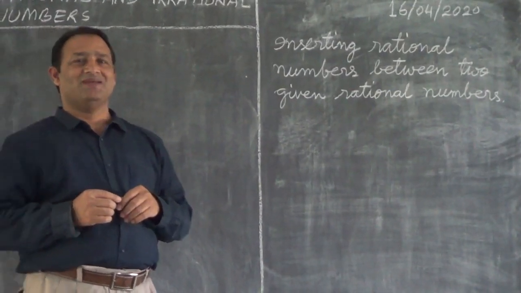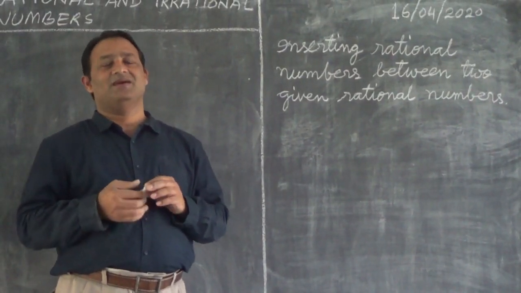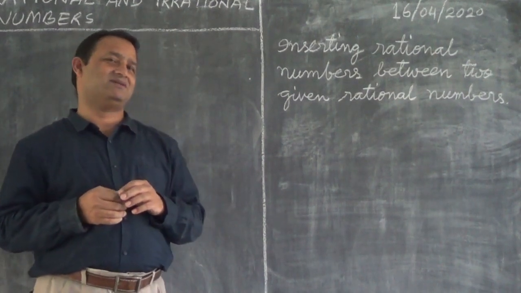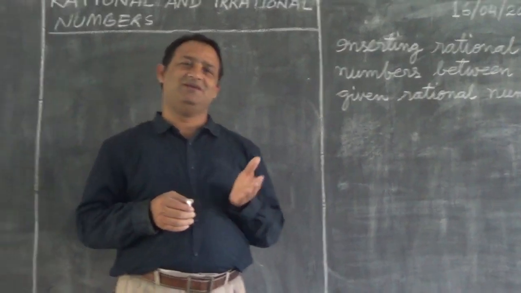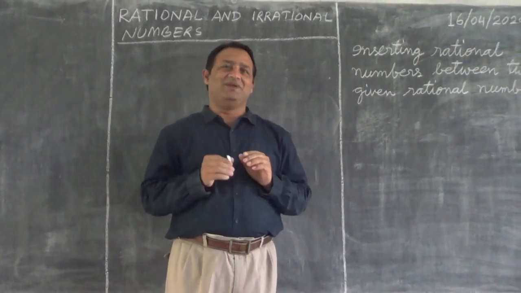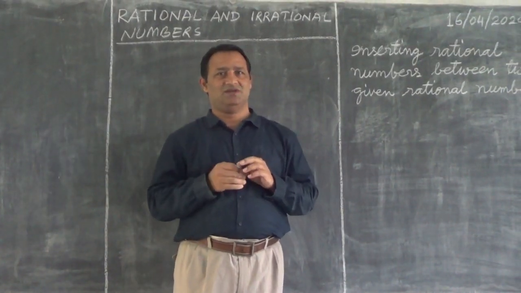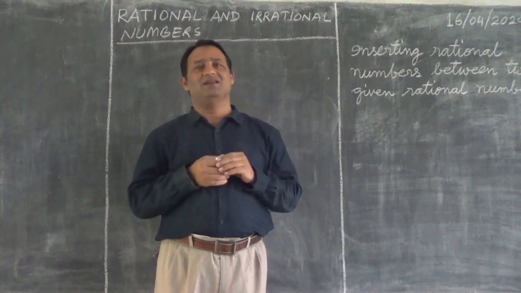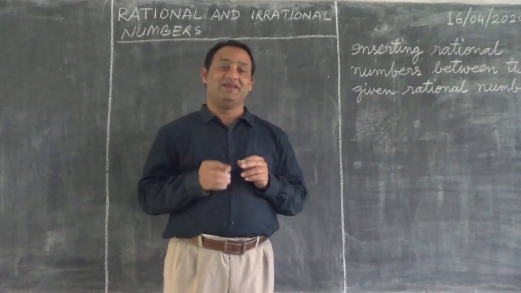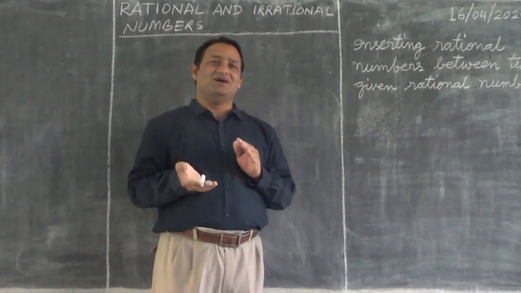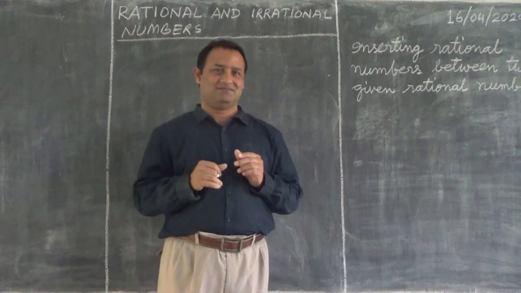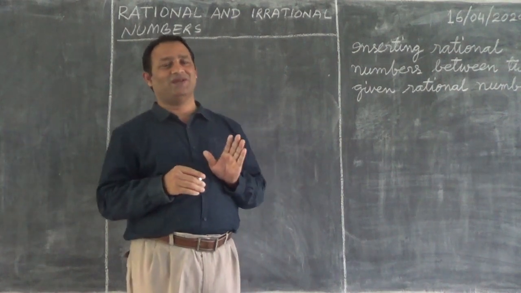I had told you there are different methods to insert rational numbers between two given rational numbers. If you follow different methods, you will get different rational numbers, because there are infinitely many rational numbers between two given rational numbers. That is the reason, in case your answers do not match the answers given at the back of the book, you need not worry.